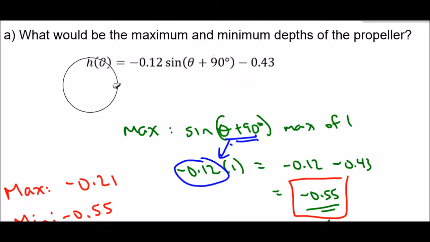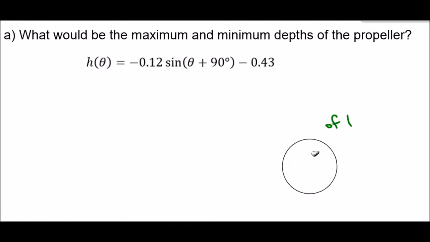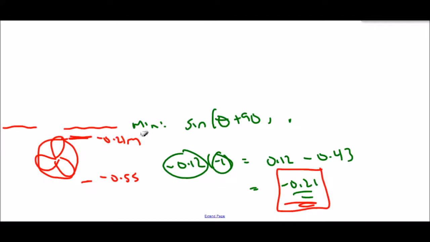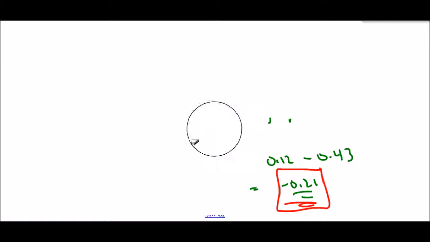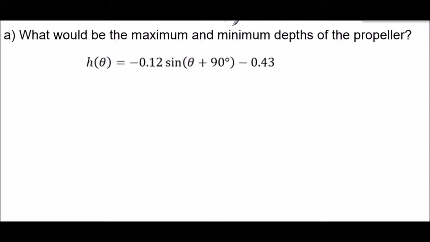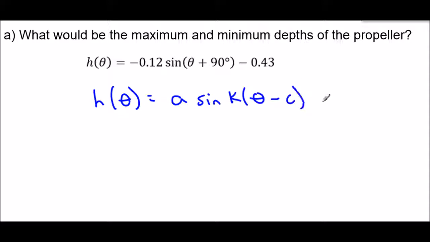So let me just clean this up. I do think it's much more important to understand why the answer is what it is than to memorize, but sometimes memorization is good too. So this is a transformed sine function. If you remember, and I'll use h of theta here, we have a sine of k theta minus c, plus d.